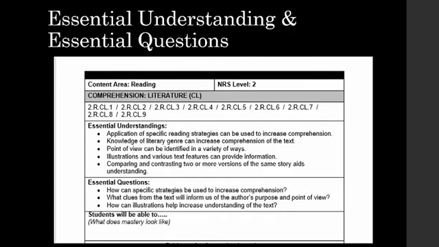This is a shot of the comprehension and literature domain in NRS Level 2. We're going to talk for a second about the essential understandings and the essential questions, because these are preloaded, if you will, into the curriculum guide with template. So you have these already in your curriculum guide, and I want to point out why they're important.